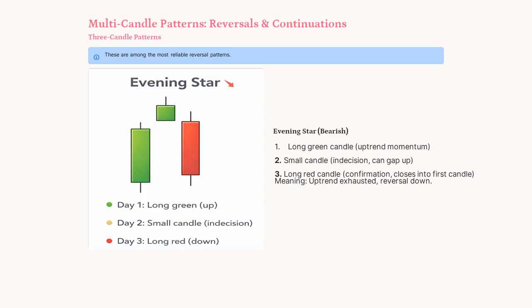Candle 3 is a long red candle that closes at least halfway into the first candle's body. This confirms that bears have taken control. The name Evening Star signals the end of the day, the end of the uptrend.